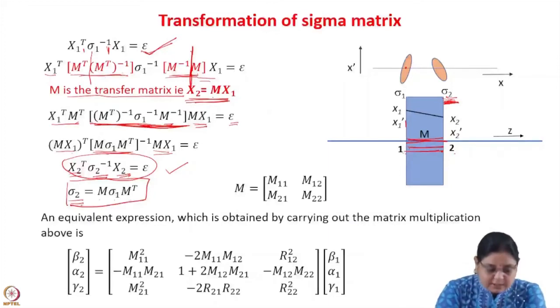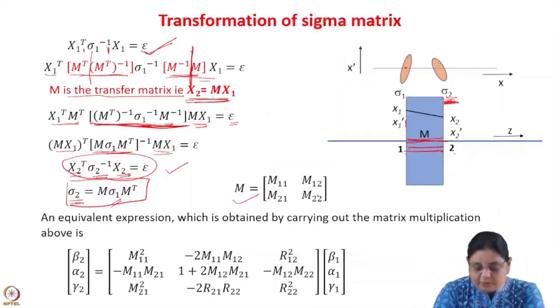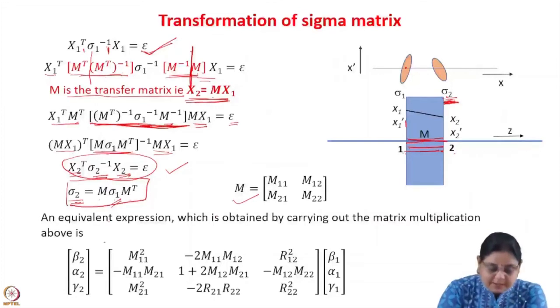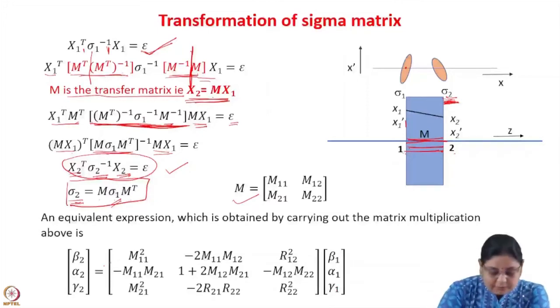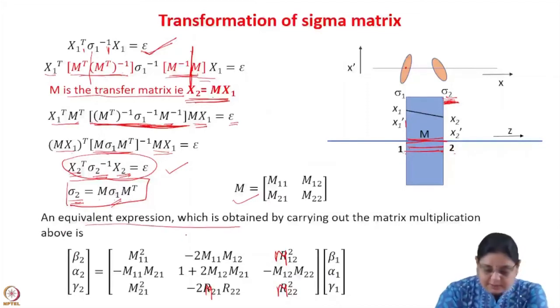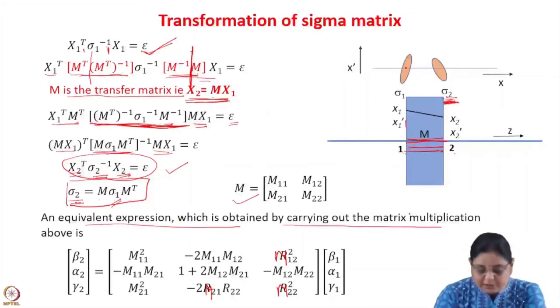So now sigma 2 is in terms of alpha 2, beta 2, gamma 2, and sigma 1 is in terms of alpha 1, beta 1, gamma 1, and M is taken as M11, M12, M21, and M22. So you can simplify this expression, and you can write a convenient expression for alpha, beta, and gamma at location 2 in terms of alpha, beta, and gamma at location 1. So these are all M. This gives an expression which can be carried out by matrix multiplication. So this is also M.